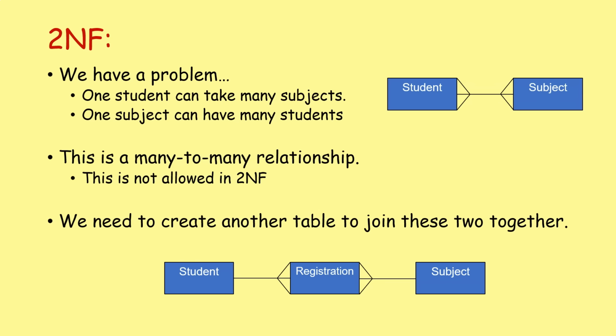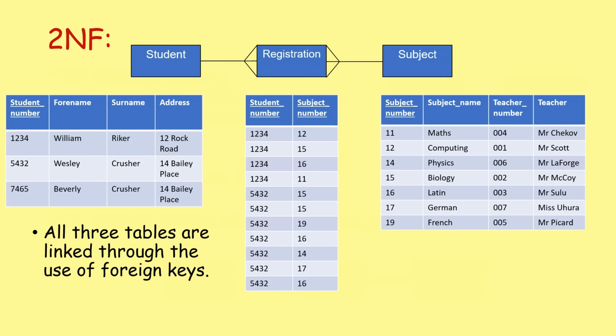In the exam, what you call that new third table doesn't really matter. Just give it something sensible. But remember, it's a one-to-many relationship between all the tables here. So now we can link all three tables together by the use of foreign keys. So student number will link to the student table and subject number will link to the subject table.